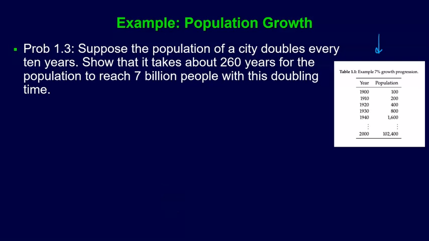Let's do an example dealing with exponential growth. This is problem number 3 from chapter 1 in the text, and it deals with population growth. It looks at an example that the book looks at.